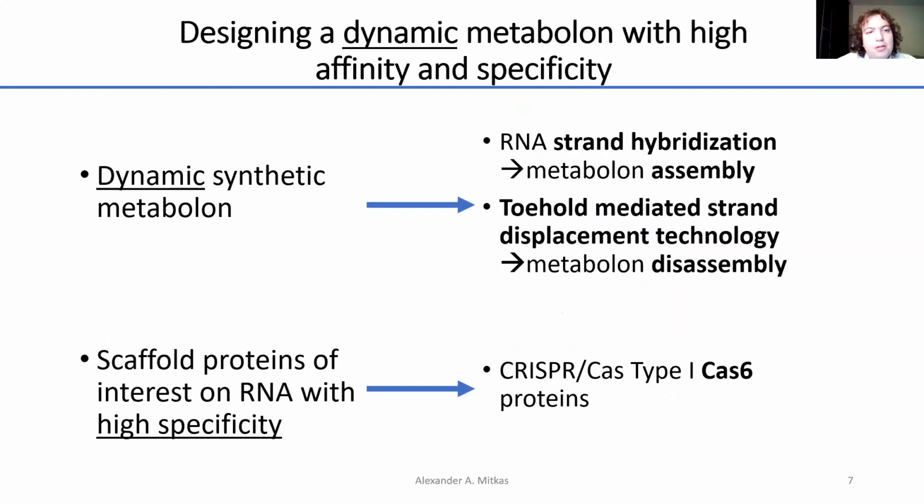So now that we've established how we want to make our metabolon dynamic, the next question is how do we ensure that these RNA interactions are the only driving force between the assembly and disassembly of the metabolon? And for that, we need a way to localize our proteins on these RNA strands with very high specificity and affinity. And for that, we've chosen to use CRISPR-Cas type 1 Cas6 proteins.